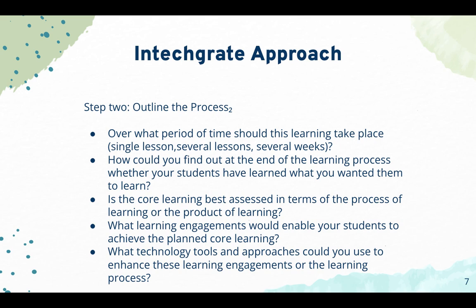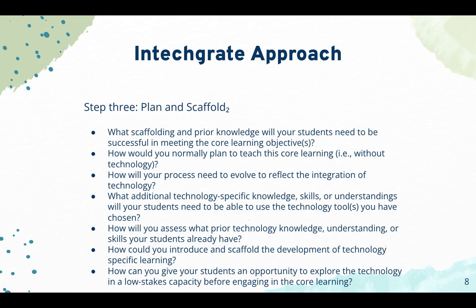Step 2 is outlining the process. They suggest the following questions to guide your thinking. Over what period of time should this learning take place? How could you find out at the end of the learning process whether your students have learned what you wanted them to learn? Is the core learning best assessed in terms of the process of the learning or the product of the learning? What learning engagements would enable your students to achieve the planned core learning? What technology tools and approaches could you use to enhance these learning engagements or the learning process?